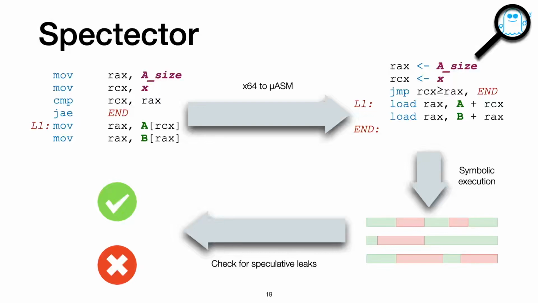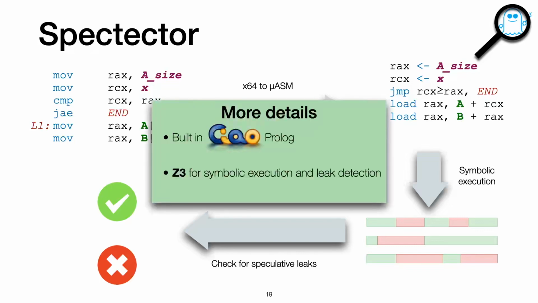We implemented our analysis in SPECTECTOR, a tool to automatically prove whether programs satisfy speculative non-interference. SPECTECTOR consists of a front end that translates x64 assembly programs into microassembly, an assembly-style intermediate language, and of a backend implementing the process that I mentioned before. Namely, the backend implements both the concolic execution engine for executing programs with respect to the speculative semantics and the checks for speculative leaks.